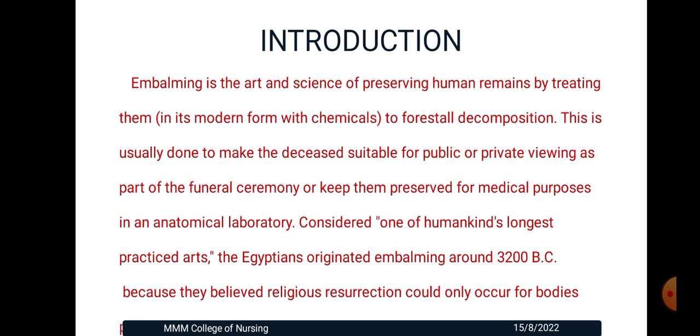Introduction. Embalming is the art and science of preserving human remains by treating them, in its modern form, with chemicals to forestall decomposition. This is usually done to make the deceased suitable for public or private viewing as a part of the funeral ceremony, or to keep them preserved for medical purposes in an anatomical laboratory. Considered one of humankind's longest practiced arts, the Egyptians originated embalming around 3200 BC because they believed religious resurrection could only occur for intact bodies.